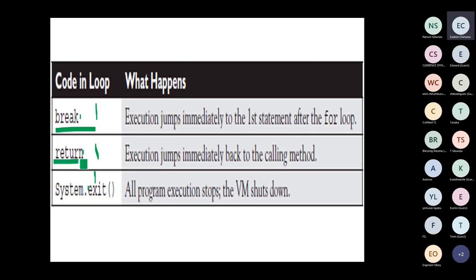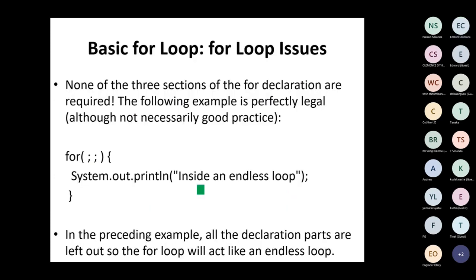But if you put return, execution jumps immediately back to the calling method. It goes back to the method or function that actually called that for loop. And then if you put System.exit, you are exiting the program. So all program execution stops. The virtual machine shuts down.